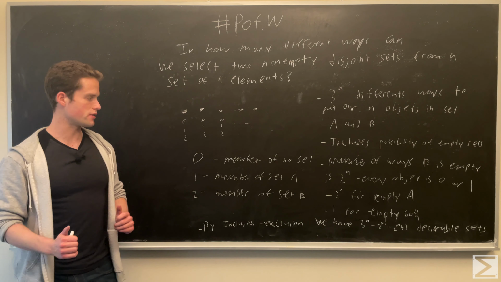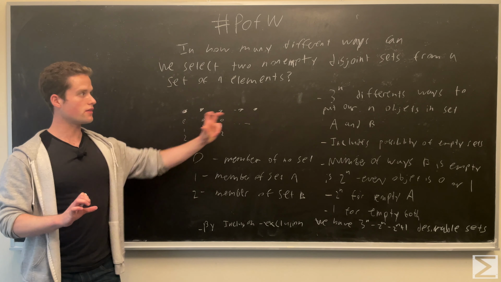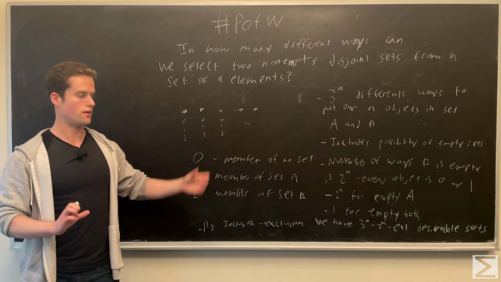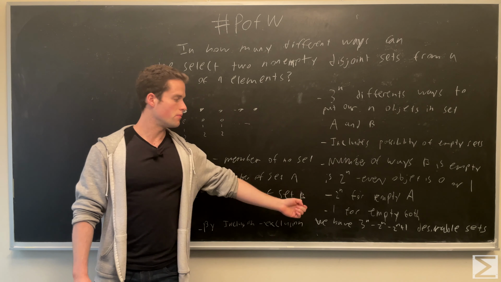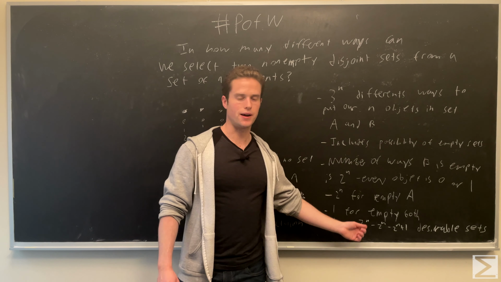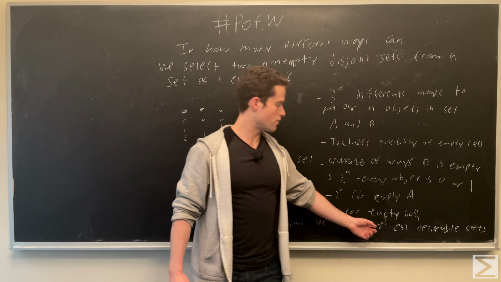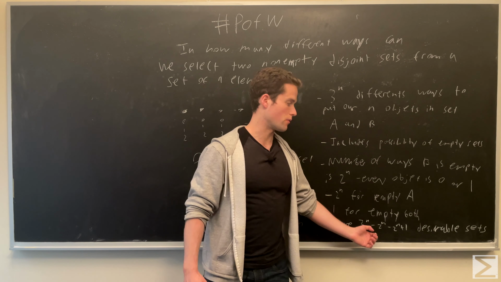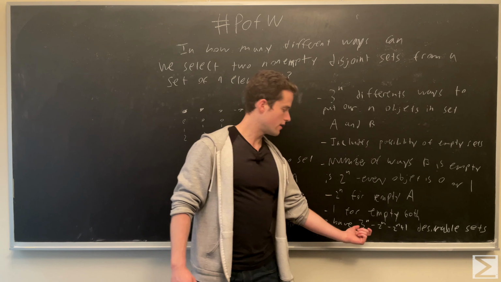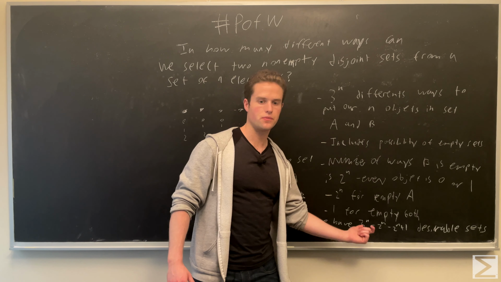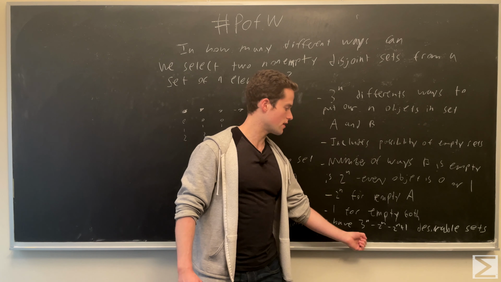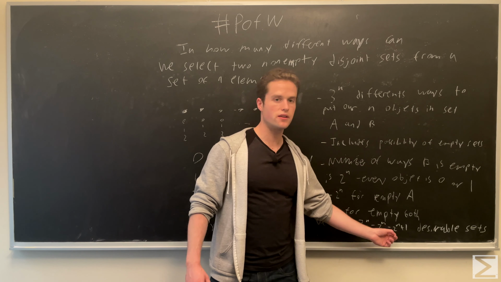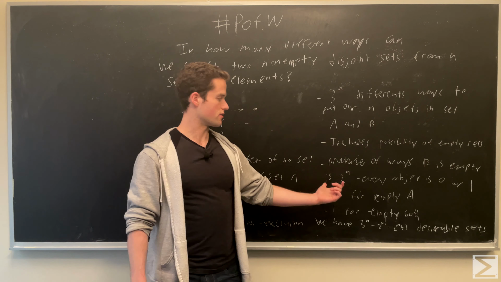Now we're going to do a little bit of inclusion and exclusion. We want to count all the sets except where one is empty. So we take all the ways of counting, 3 to the n, minus all the sets we don't want where one is empty, and then add back the intersection of these two where both are empty. So add back 1. And so here we count the number of sets where neither of them is empty: 3 to the n minus 2 times 2 to the n plus 1.